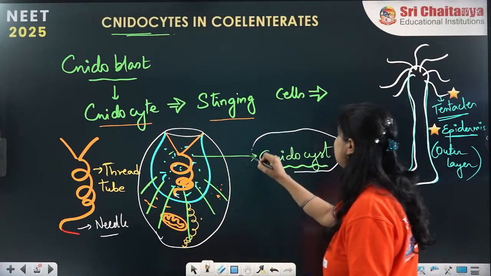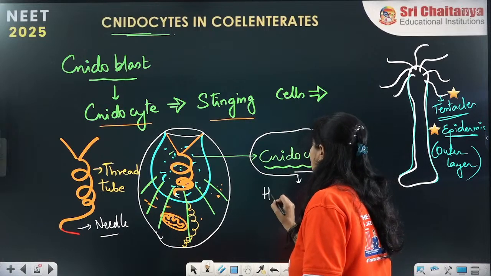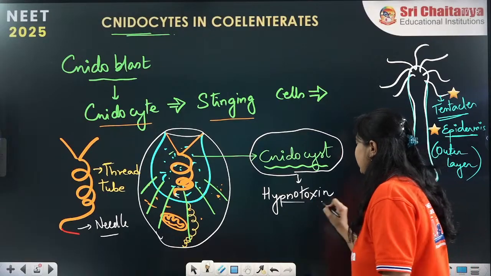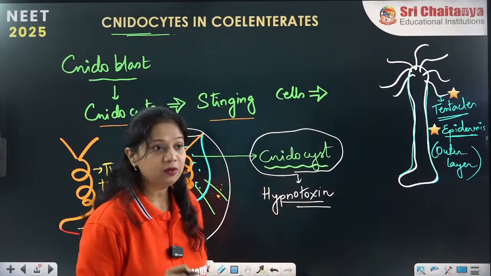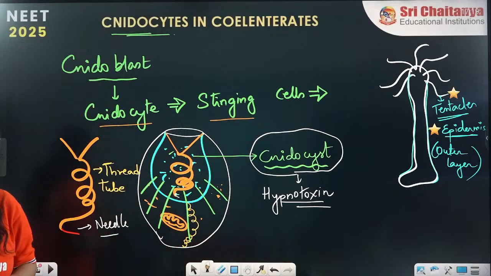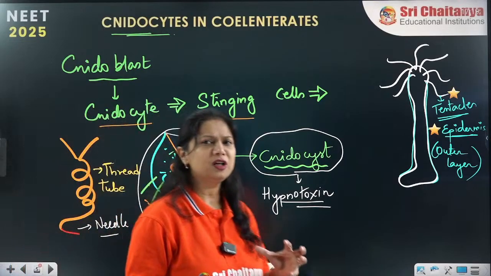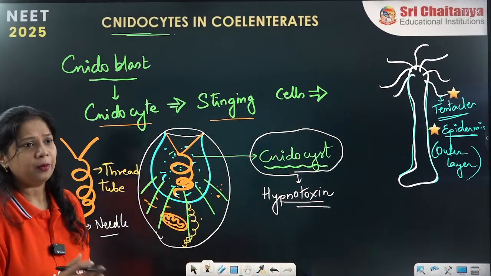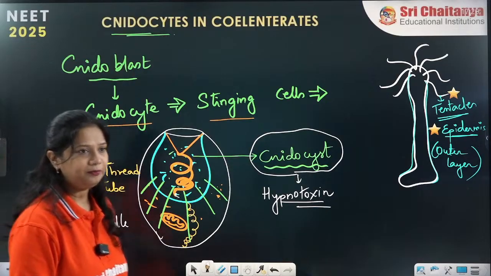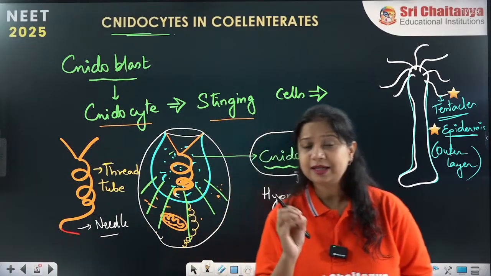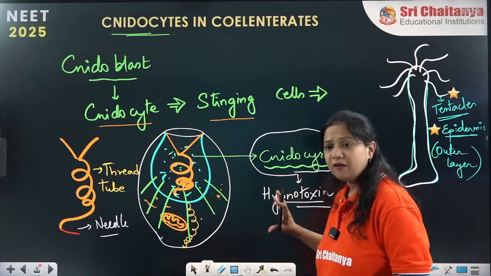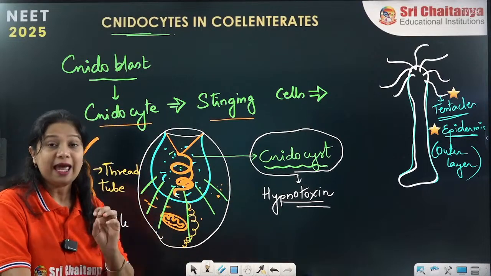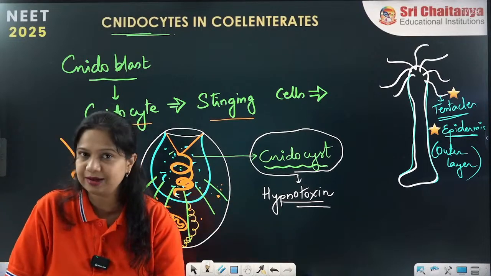So the cnidocyst contains a toxin called hypnotoxin. Alright. So my dear students, remember the toxin which is present in the cnidocyst is the hypnotoxin. It can cause severe pain in the enemy's body, or while catching prey, in the prey's body. Okay. So this is a very dangerous and very painful toxin called the hypnotoxin, which can actually paralyze a small organism itself.